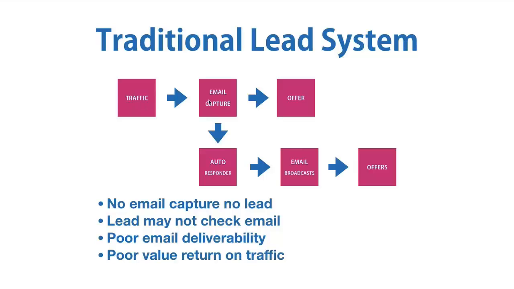And in a traditional lead system, you've got an email capture page, and this is where you're going to present the lead with some kind of lead magnet. You're going to offer them something for free so that you can get that magic ingredient. That magic ingredient is the email address. Once you've got that email address, it goes onto your autoresponder so that you can market to them in the future.